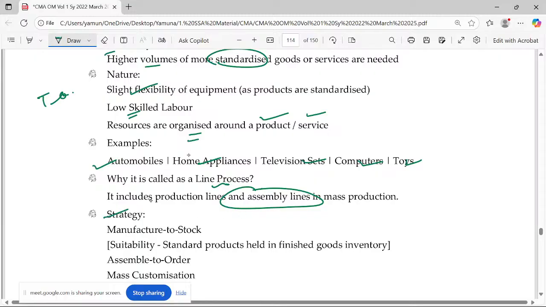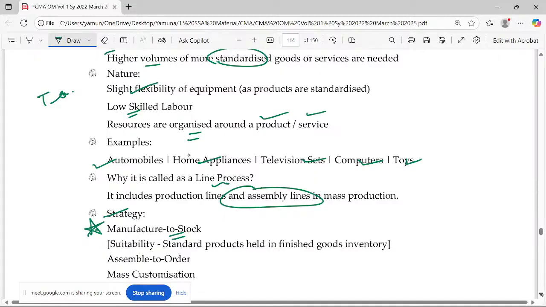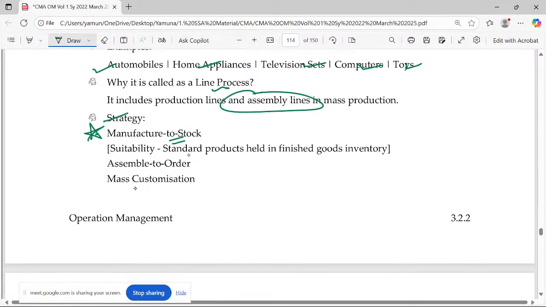Okay. Strategy, manufacture to stock. Yes, please highlight. This might be helpful from your exam point of view. Manufacture to stock. Okay. You meet the demand. At the same time, you have to manufacture to meet the stock. Suitability, standard products for health. Obviously, that's also helpful for holding good inventory.